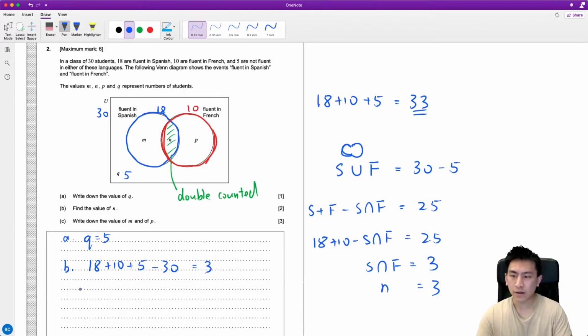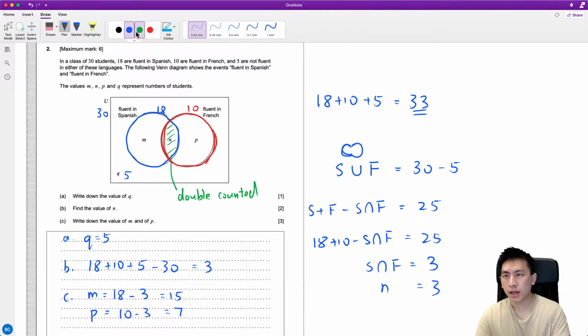But part C. Write down the value of m and p. Well, that's very straightforward, isn't it? Once you know that n is 3, then you can write m would therefore equal 18 minus 3, because n is 3, right? Which will give you 15. And of course, p is 10 minus 3, which gives you 7.